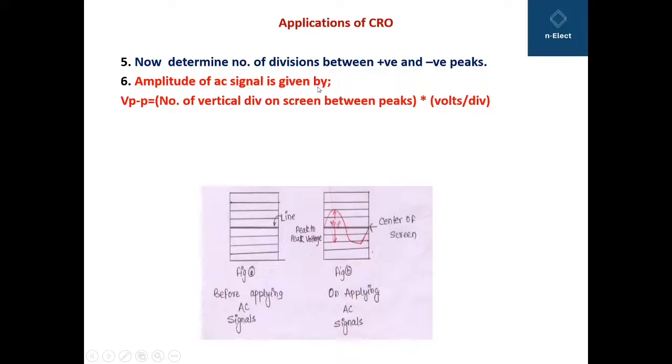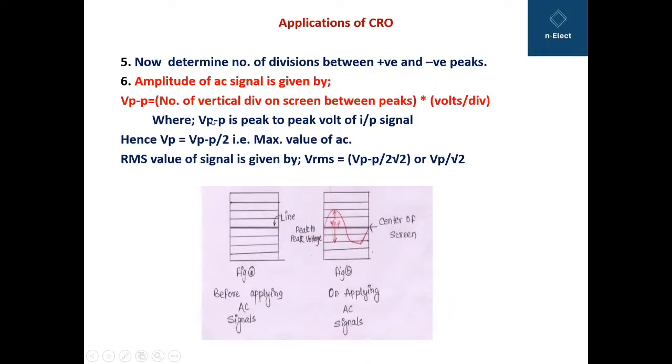Amplitude of AC signal is given by VPP, that is number of vertical divisions on the screen between the peaks multiplied by volts per division, where VPP is the peak to peak voltage, means this peak to this peak, that is this voltage of input signal. Hence VP means the maximum displacement of the signal from the origin, either on the positive side or on the negative side. So this is VP. So VPP is twice the VP. So VP is equal to VPP divided by 2, that is maximum value of AC.